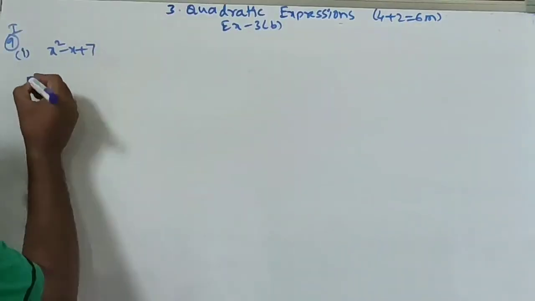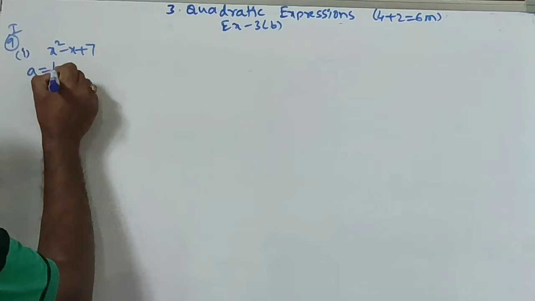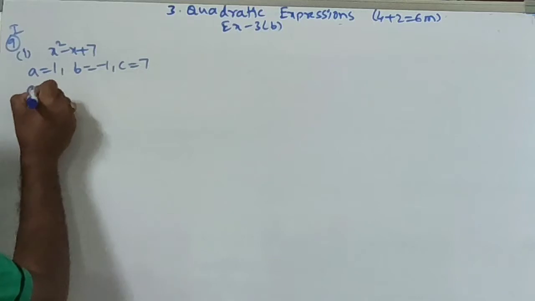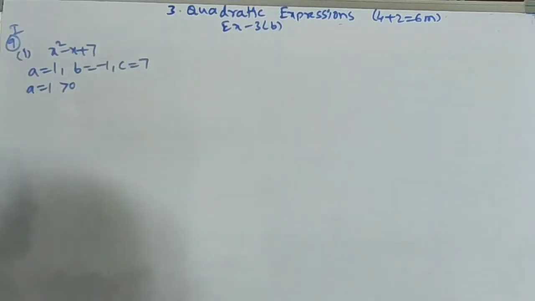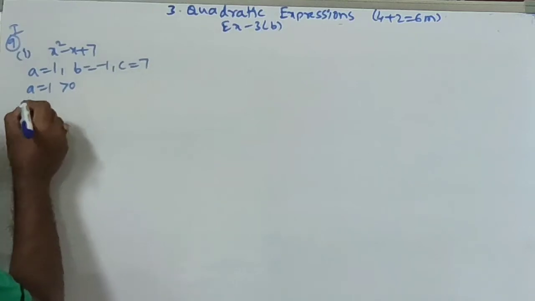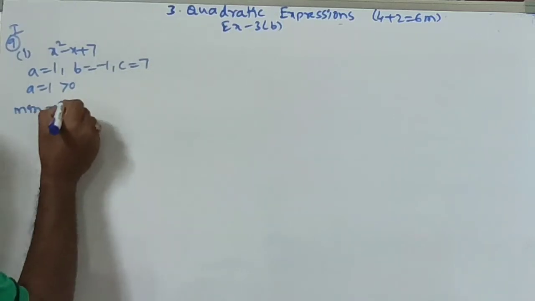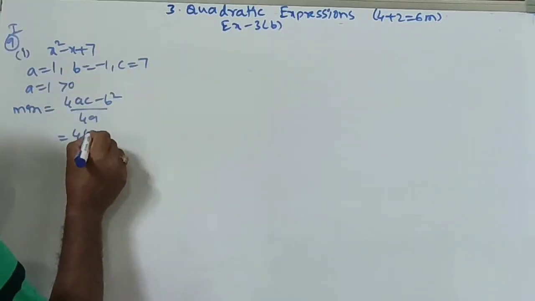So I want to compare with ax square plus bx plus c. a equal to 1, b equal to minus 1, c equal to 7. So a equal to plus 1, it is greater than 0. Since it is greater than 0, it attains a minimum value. So minimum equal to the formula 4ac minus b square by 4a. 4 into a 1, c 7, minus b square, minus 1 whole square, by 4 into 1. 4 into 7 is 28, minus 1 square, equal to 27 by 4. So this is the minimum value, 27 by 4.